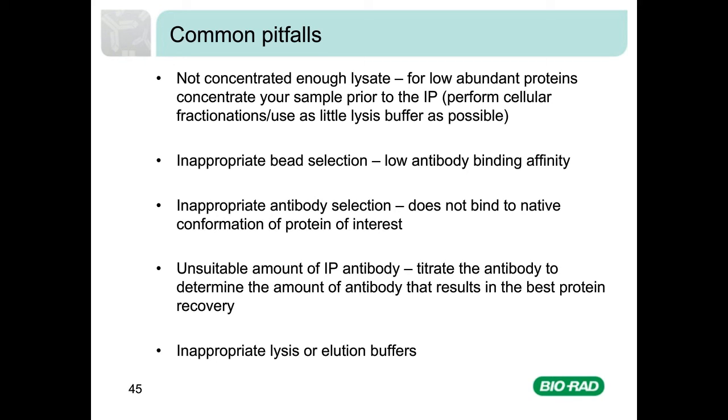Another common error is inappropriate antibody selection. For example, the antibody chosen for the IP does not bind to the native conformation of the target protein. Again, identify an antibody that has been IP tested. If you are unable to identify such an antibody, make sure to use an antibody that is likely to be able to bind to the native conformation of your target protein. You can assess this capability by selecting an antibody that has been tested in other applications where the antibody binds to the native conformation of the protein. Such an application could be flow cytometry.